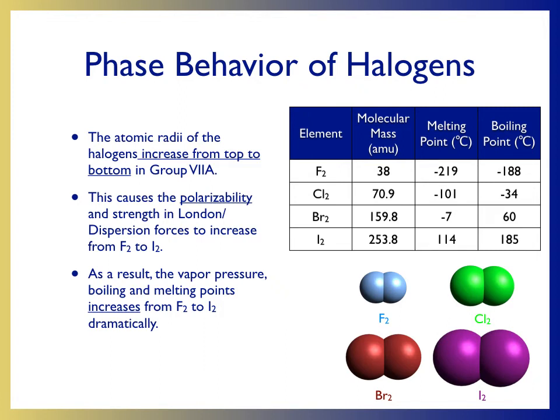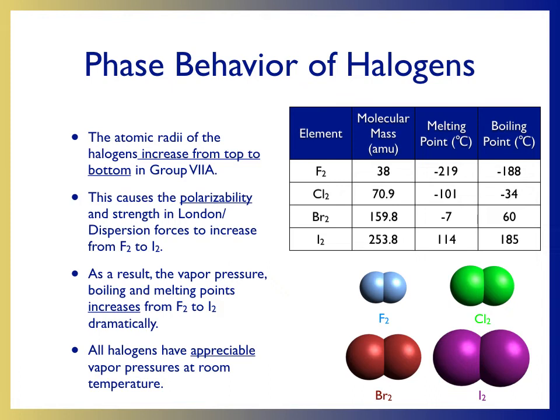Another thing to note is that while there are differences in the strength of London forces, they are the only intermolecular forces these molecules have. And London forces are generally much weaker than other intermolecular forces like dipole-dipole interactions, the interactions between polar molecules, and hydrogen bonding. This means that all halogens have some sort of vapor pressure at room temperature.